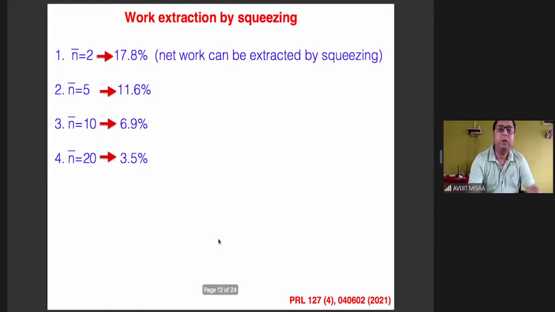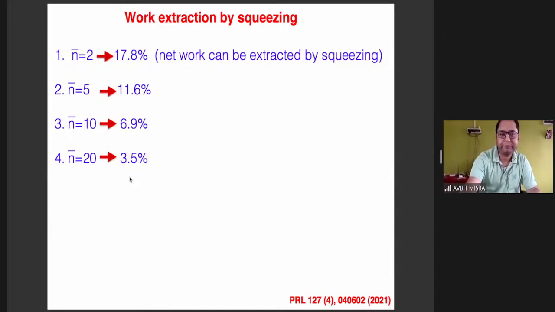Okay. Now here we have talked only about displacement, but what about other possibilities? We cannot perform Gaussian unitaries other than displacement, which are difficult to implement experimentally, but we can do squeezing. What we have seen is that the amount of work that can be extracted by squeezing is reduced when we increase the mean number of photons. So the amount of work compared to the displacement is significant for n bar equal to 2. But when you go for large photon numbers, it is insignificant compared to the work extracted by displacement. So here is the advantage of this protocol, that we can extract the work by only one unitary, which is displacement.